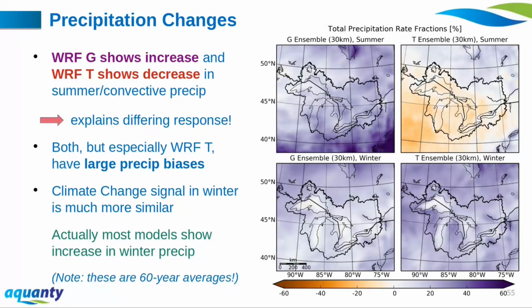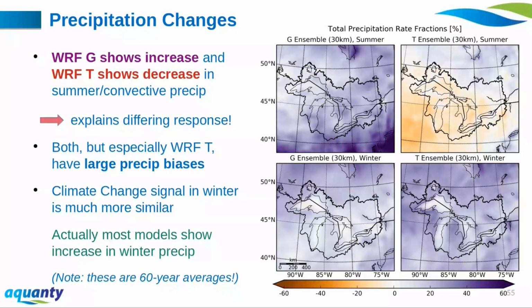One thing that's a bit more reassuring is that in winter they're both projecting an increase in precipitation, and that's what most models do. But summer precipitation is more uncertain, right? And also note, these are 60-year averages, right? So this is not natural variability. We can be pretty certain that this is a model thing. This is because of the different ways that precipitation is represented in these two different simulation ensembles. And you will probably find something similar when you do your analysis, right? So be prepared for that.